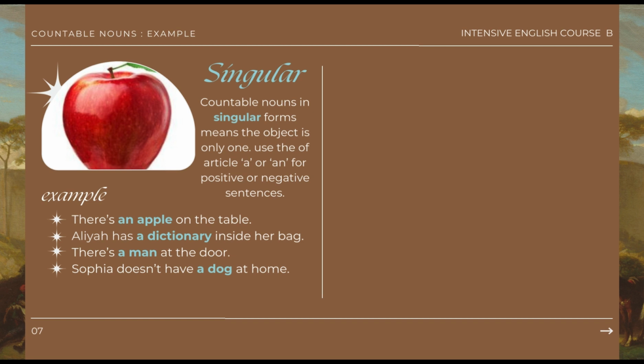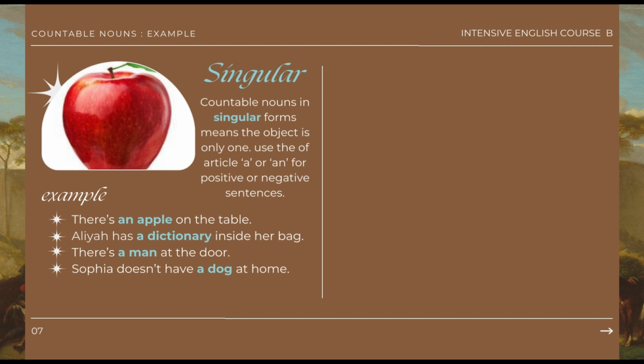From this sentence, we know that there is one apple on the table. The apple is the object in the sentence, and we can count the apple. Can we count the apple? Yes, there's one apple, and because it can be counted, it belongs to the countable nouns, and because there's only one apple as the object in the sentence, it is a singular form of the countable nouns.